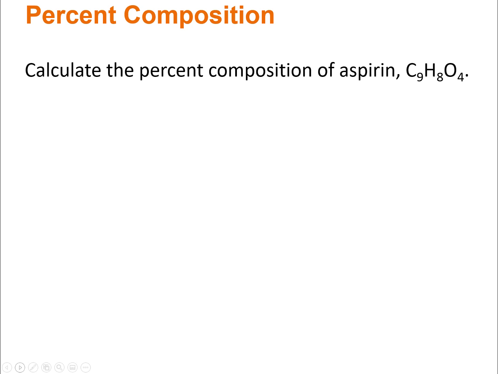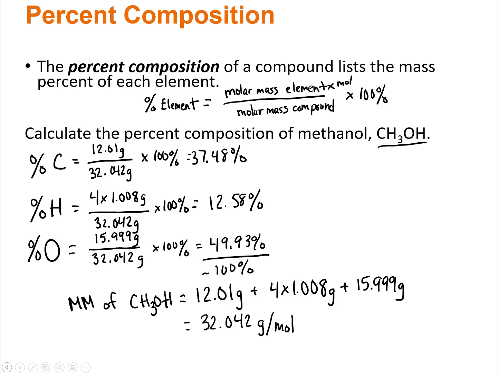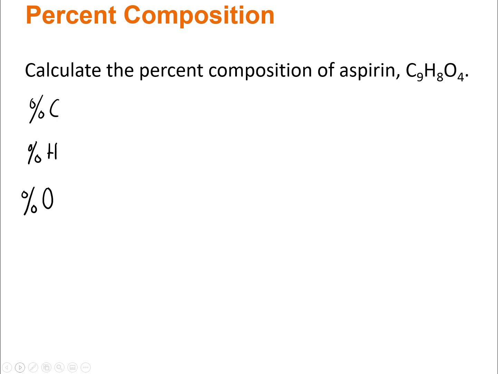Now I want you to try it yourself. Calculate the percent composition of aspirin. That means that I want you to tell me the percent of carbon, percent hydrogen, and the percent oxygen. Oh, sure, I can go back. So do the same thing that we just did for methanol for the percent composition of aspirin. I'll give you a couple of minutes, and then I'll check in.